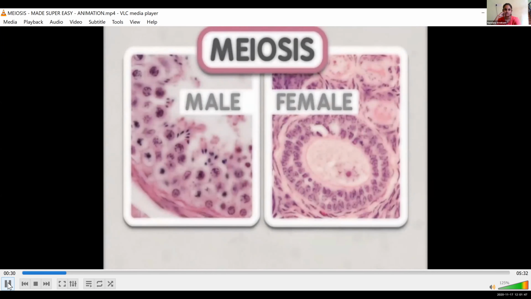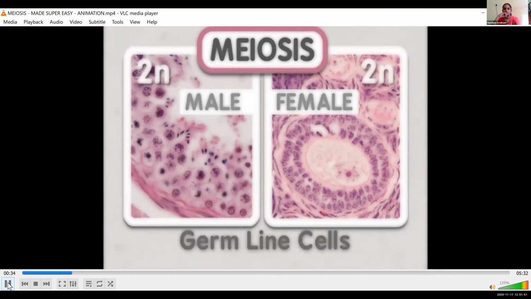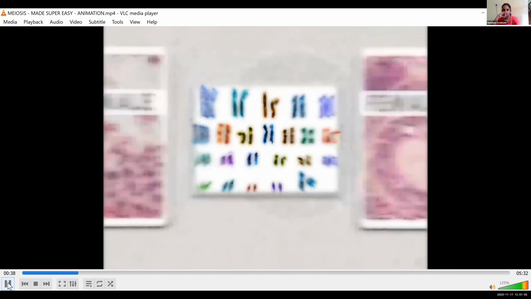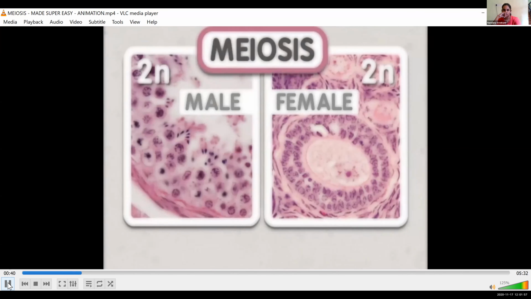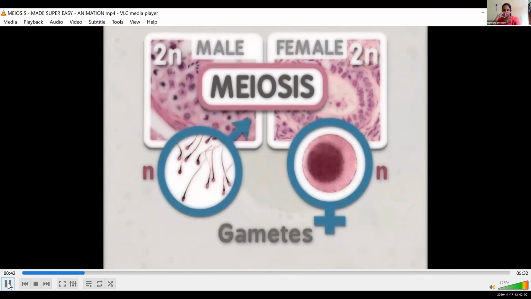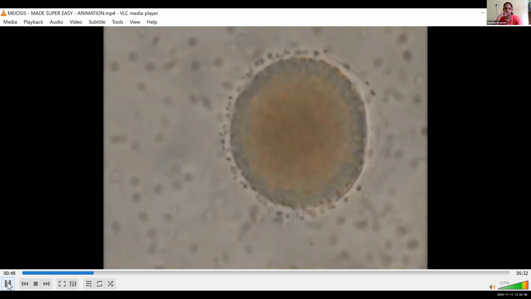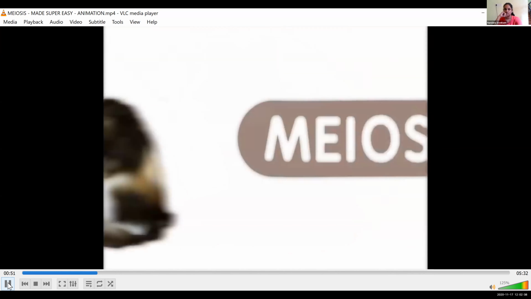The cells that undergo meiosis to produce the gametes are called germline cells. In diploid organisms, germline cells have two copies of each chromosome. Germline cells undergo meiosis to produce haploid gametes, which only have one copy of each chromosome. These haploid gametes fuse to form a diploid embryo that grows into the adult.